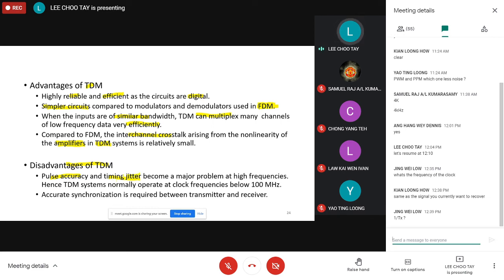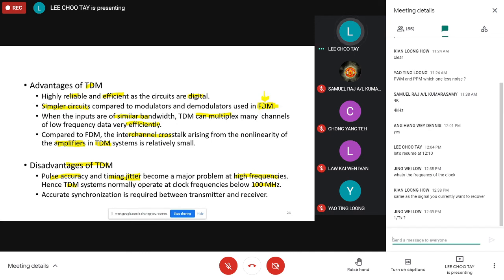Again, these are problems that happen only at high frequencies. These two problems will actually be a problem at high frequency. So therefore, TDM normally works at the lower clock frequency, which is about below 100 megahertz. But for FDM, it can work as high as you want. It can work at a much higher frequency. So for FDM, it's not a problem.